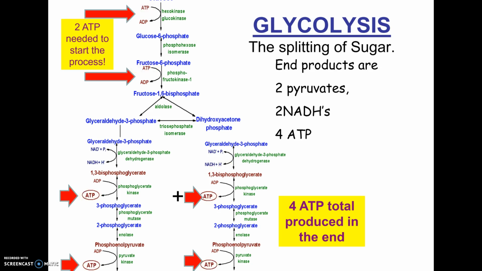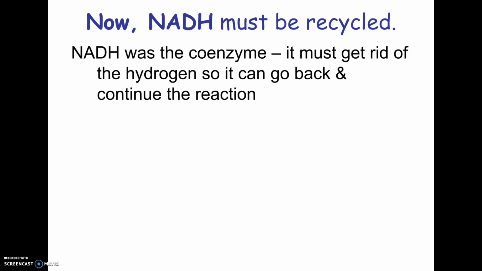Now, here's the thing. This NADH thing is important. NAD, the oxidized form of this coenzyme, is necessary for glycolysis to run. You need it here and here. So that means that if you were to run out of NAD, the oxidized form, glycolysis would shut down. The reason I bring that up is because at the end of glycolysis, the NADHs that were made have to get rid of their hydrogens and go back to being NAD+, back to the oxidized form.